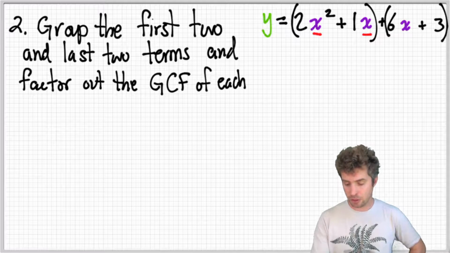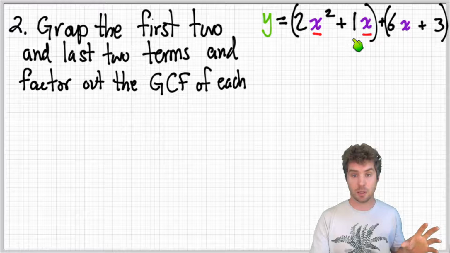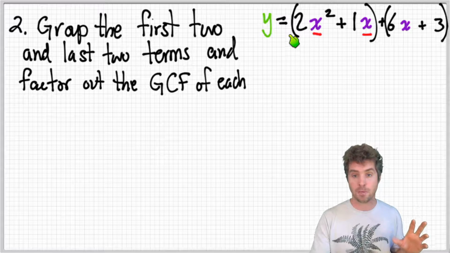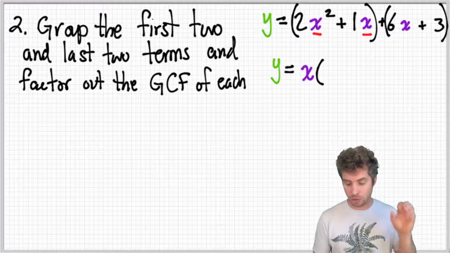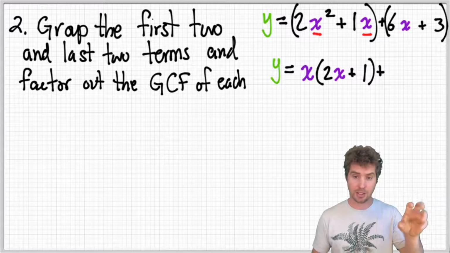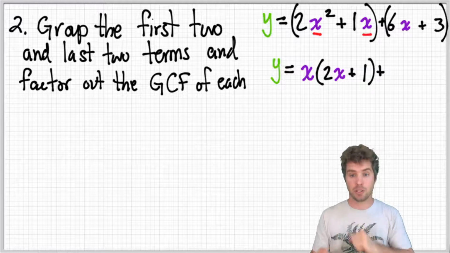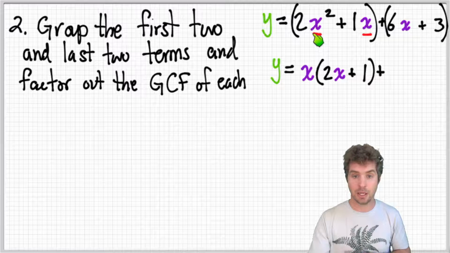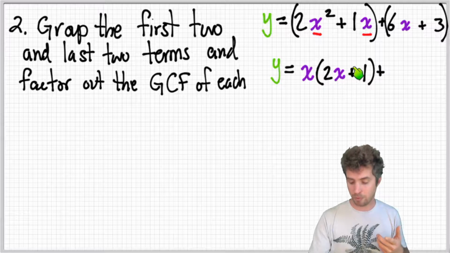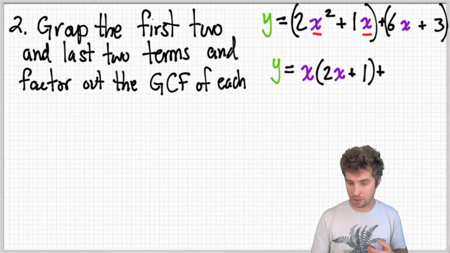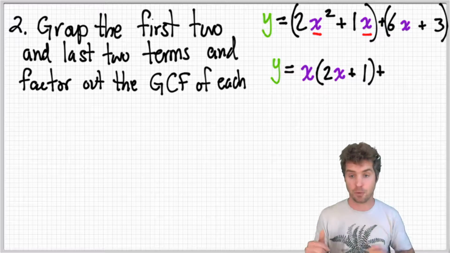So from each of these expressions, we look at the first group, and the only thing they have in common is the x. So we're going to factor out the x. So we're going to rewrite our equation. It's going to be x and then the quantity 2x plus 1, because those are what's left behind. When we factor out an x from here, we're left with 2x, and then when we factor out the x, we're just left with 1, right?